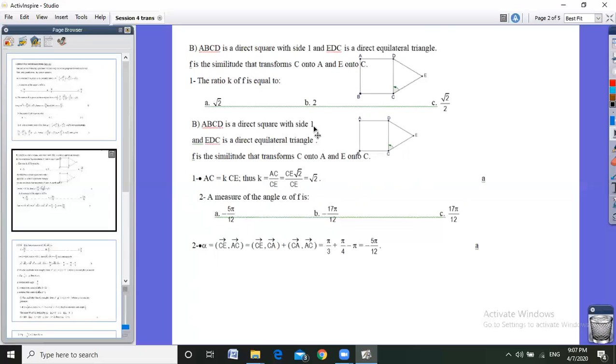See the correction? AC equals K CE, so K equals AC over CE. What about AC? AC is a diagonal of a square. It's equal to radical 2 times the side. We can write it radical 2 times CE, since this triangle is equilateral, given, so these three sides are equal. Instead of AC, we can write radical 2 CE. Over CE, we get the ratio is radical 2. The answer is A.